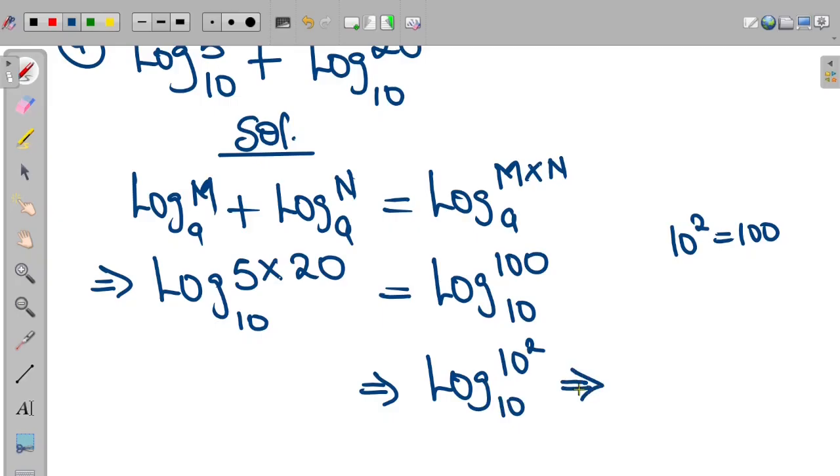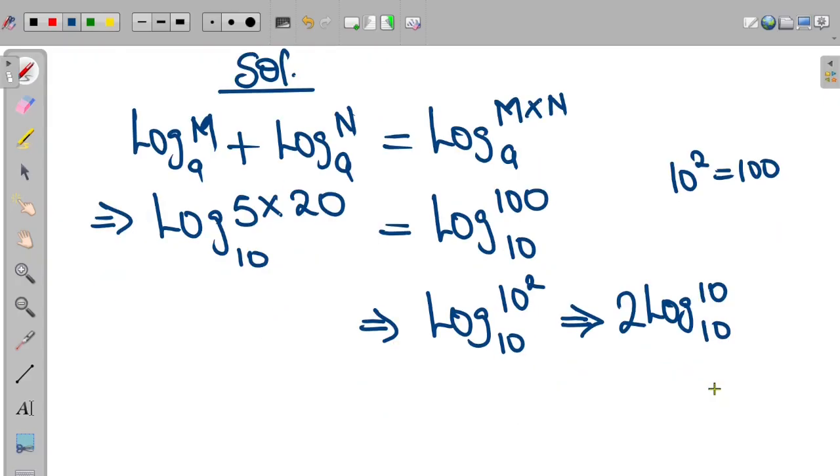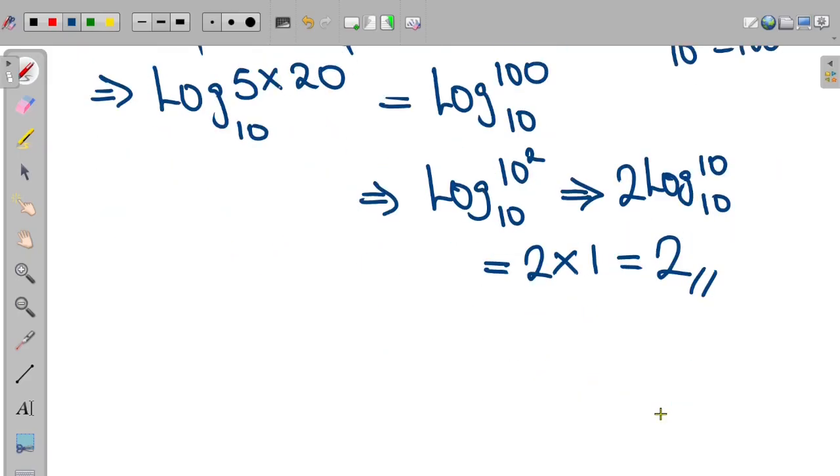And from the index law of logarithm, this becomes 2 multiplied by log 10 to base 10. So therefore, we know that logarithm of a number to its own base is 1. So log 10 to base 10 is 1. So therefore, we have that this is 2 times 1, which is equal to 2. So therefore, we have been able to simplify question 1. Let's dive into question 2.